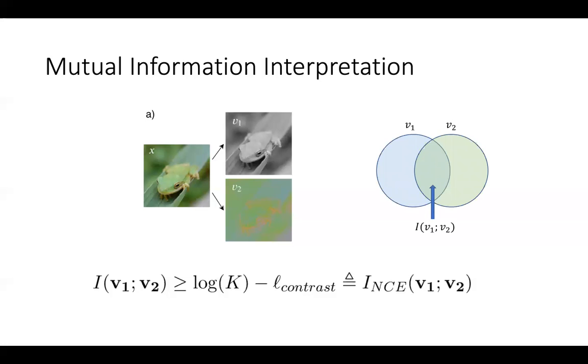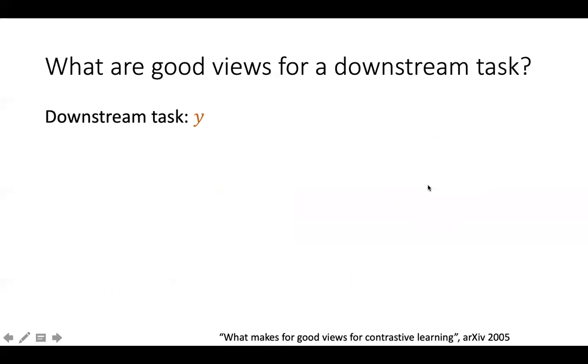From the information diagram, you have two views, V1 and V2, and the mutual information is the overlapped region between them. And the contrastive learning approach is really trying to leverage this bit of information. So therefore, what are good views for a downstream task? There is some theoretical claim in our paper here. It's actually 2020, not 25. It's just from this year, several months ago, sorry.